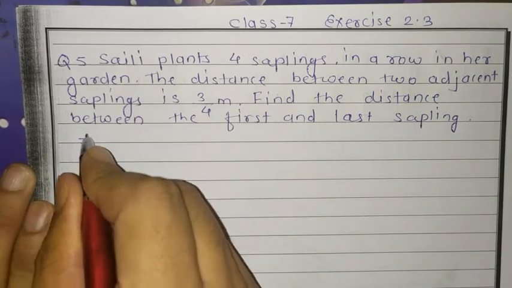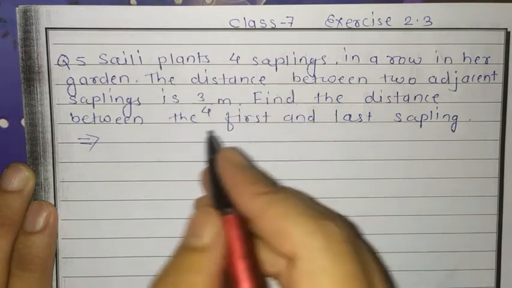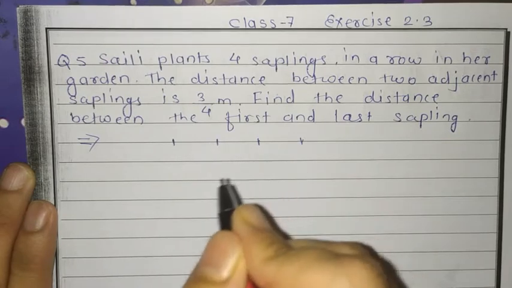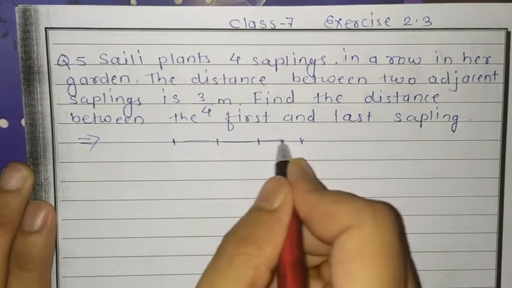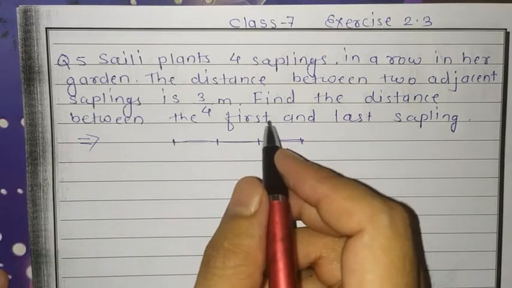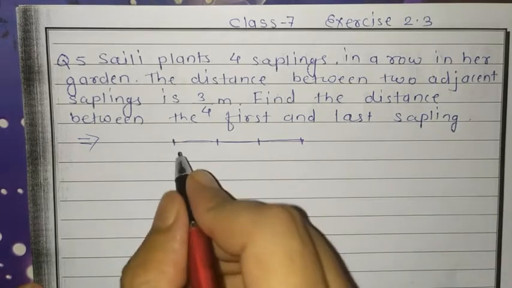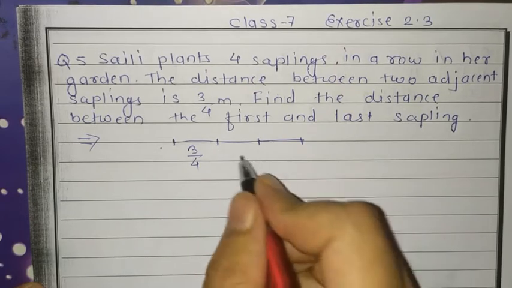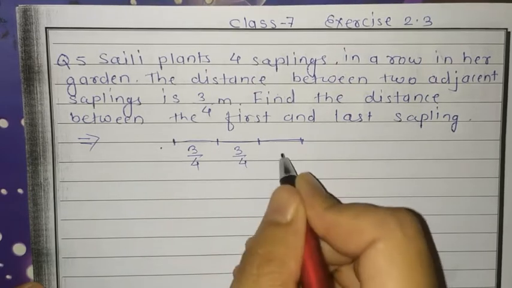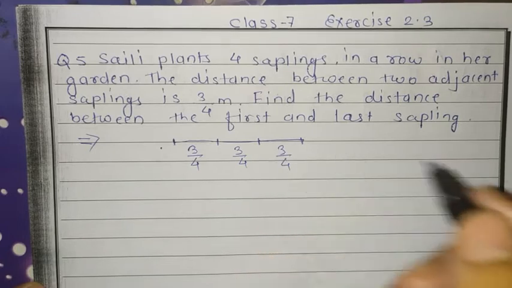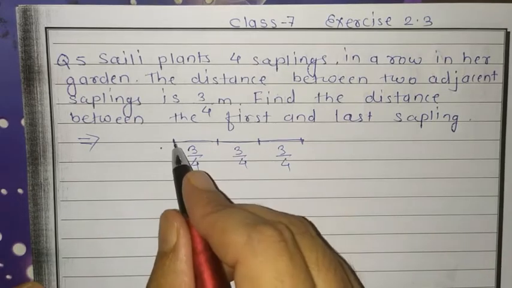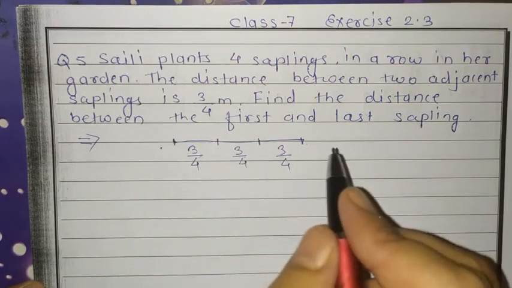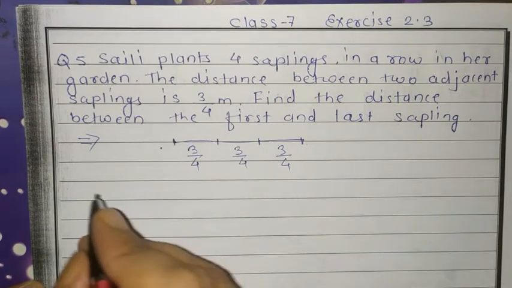So the given information is Siley wants a total of 4 saplings. So we assume these are the saplings, 4 saplings in one row. The distance between two saplings is 3 upon 4 meter. Here also the distance is 3 upon 4. Here also 3 upon 4. So we have to calculate the distance between the first and last sapling.